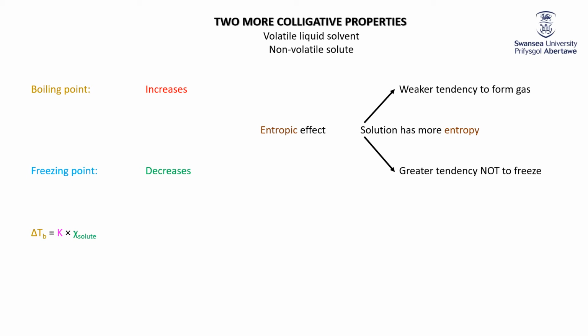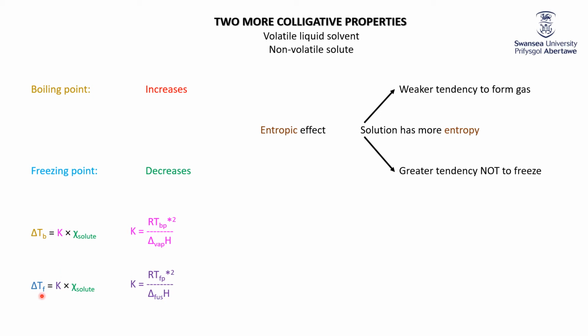The change in boiling point compared to the solvent is equal to some constant times the mole fraction of the solute. So again, the concentration of the solute increases the difference in the boiling point between the solution and the solvent. The value of K here is equal to R times the boiling point squared of the pure solvent, that's what that star means, divided by the heat of vaporization of the solvent. Same idea for the freezing point. The change in freezing point is proportional to the mole fraction of the solute. Here's the constant of proportionality, which is equal to R times the freezing point of the solvent squared divided by the heat of fusion.